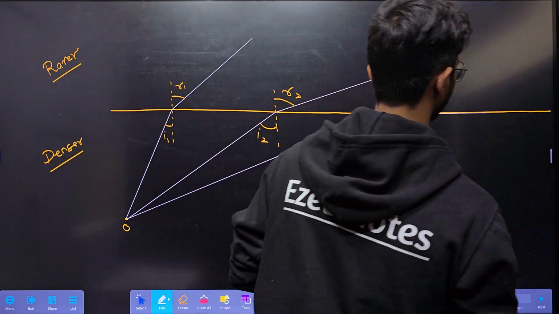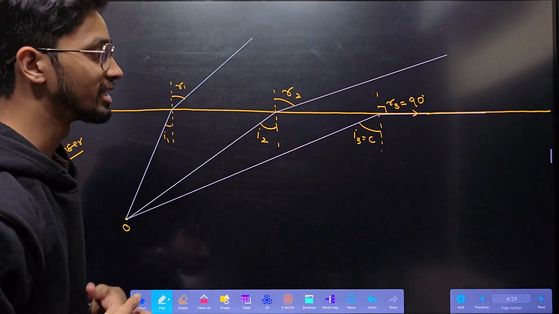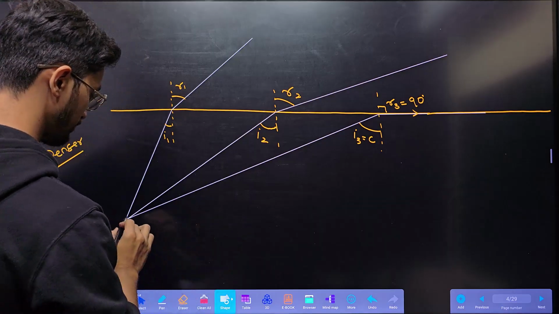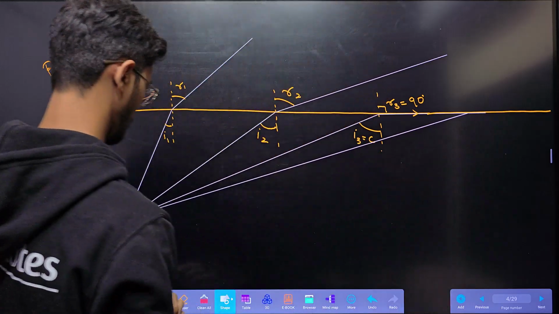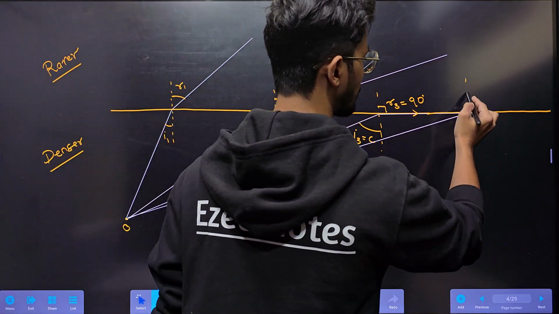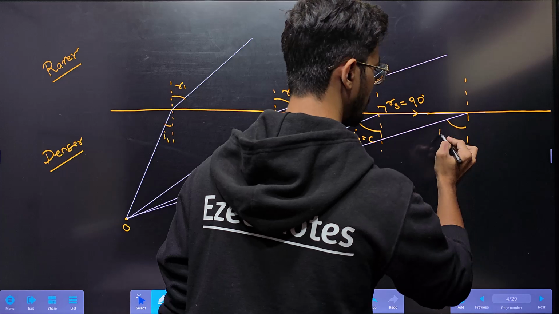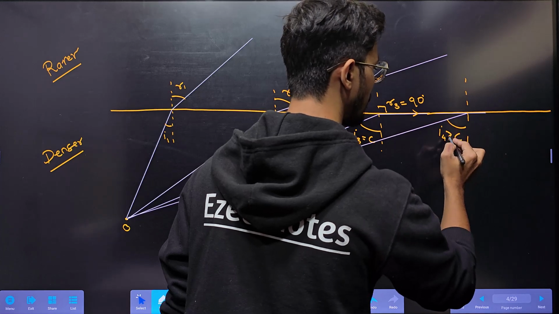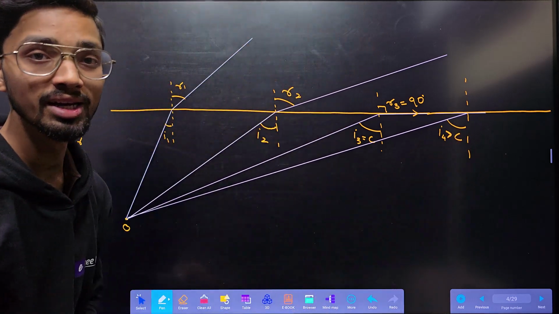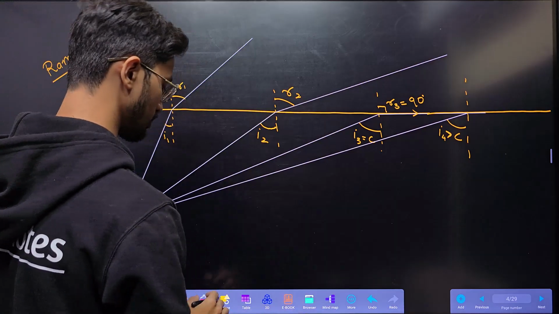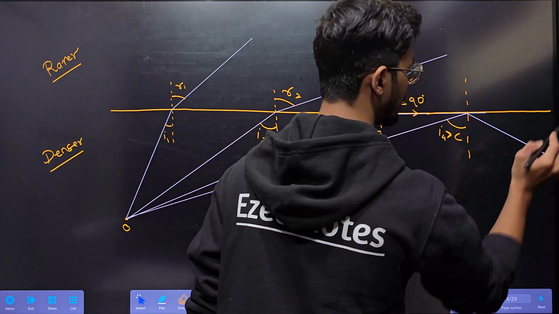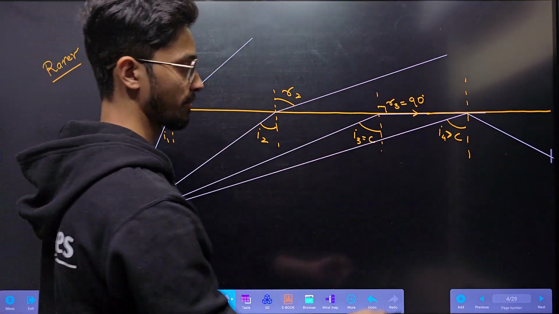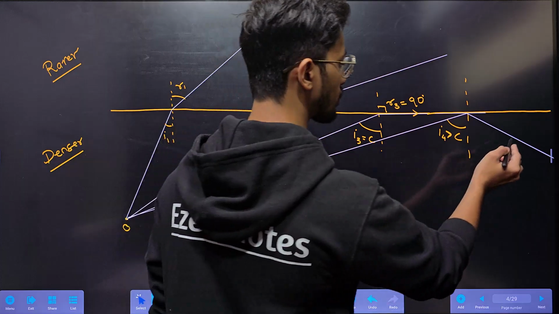Now what happens if the angle increases more than the critical angle? If the angle increases more than the critical angle, instead of refraction there will be reflection. This reflection is known as total internal reflection.